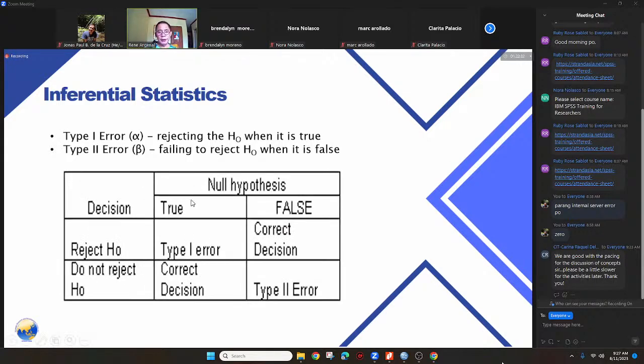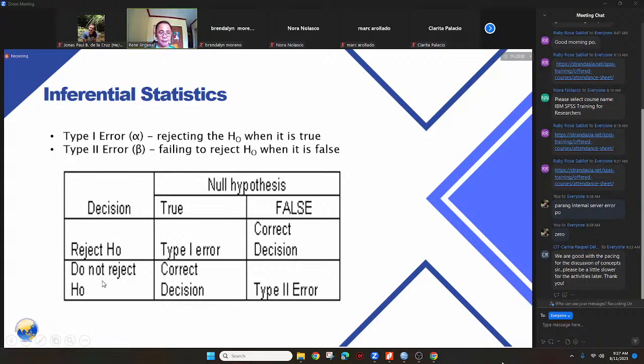So this is a table that presents the 4 scenarios. Now, for example, you decide to reject the null hypothesis when in fact it is true, type 1. So there is an error there. But if you reject H0 and then H0 is false, it should be rejected because it is false. So therefore, correct decision.